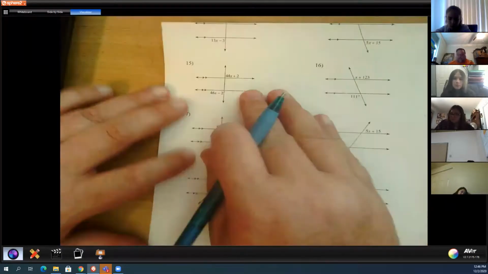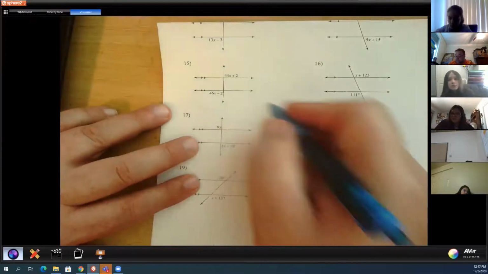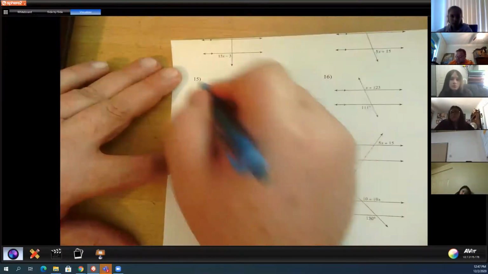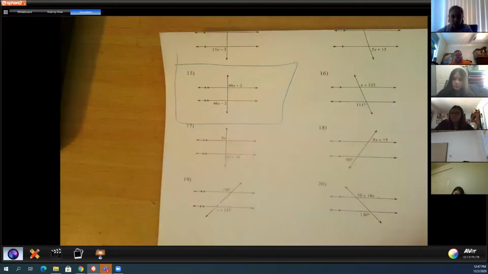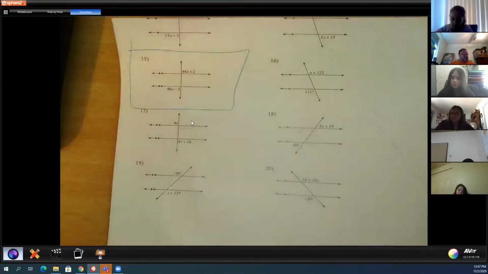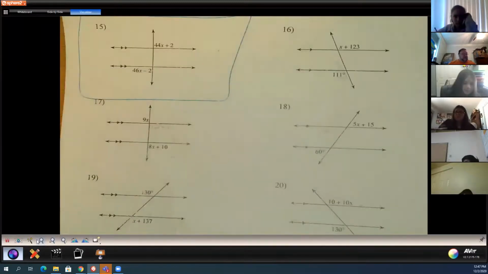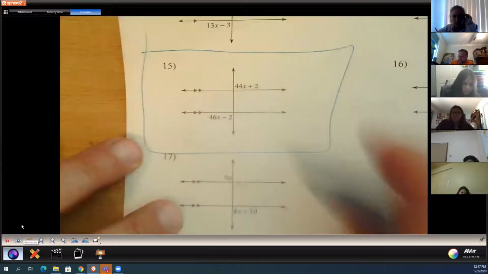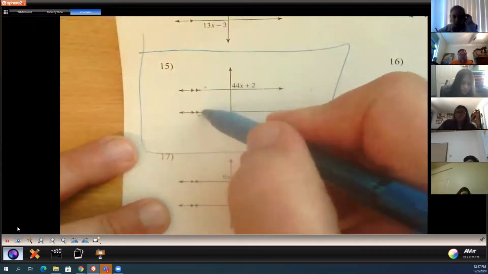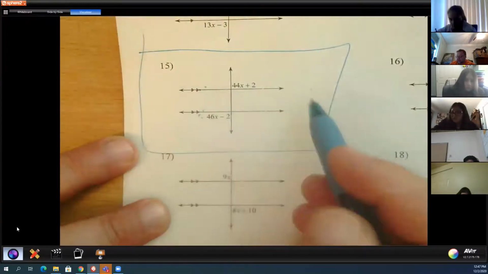So let's look at this one. Let's look at this one right here. This is going to be kind of small, so I need to blow this up a little bit. So these two lines are parallel. See those two little arrows there? They're telling you that these two lines are parallel.